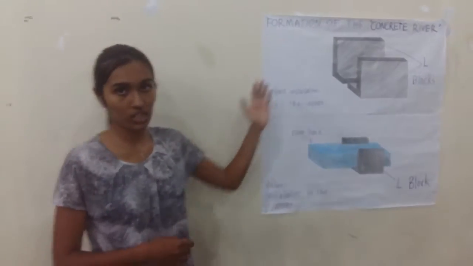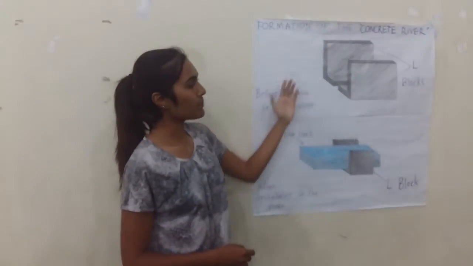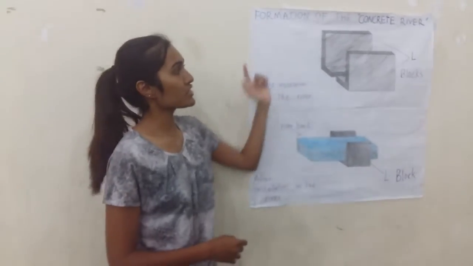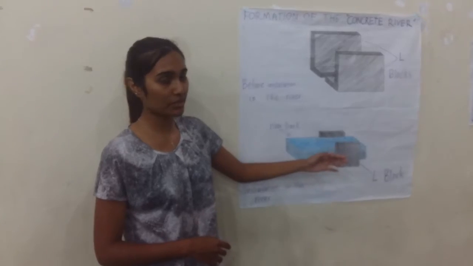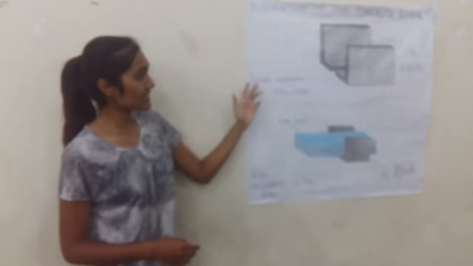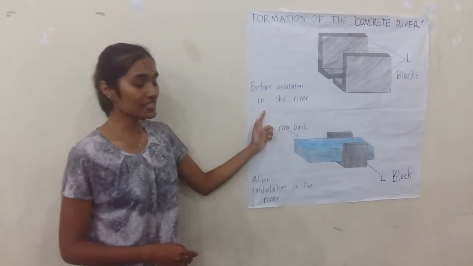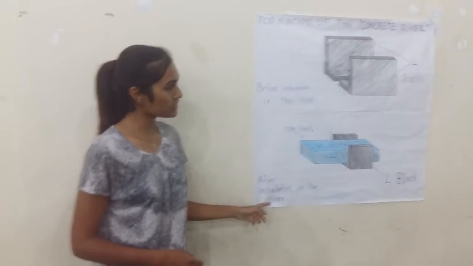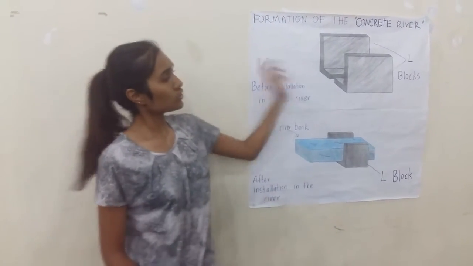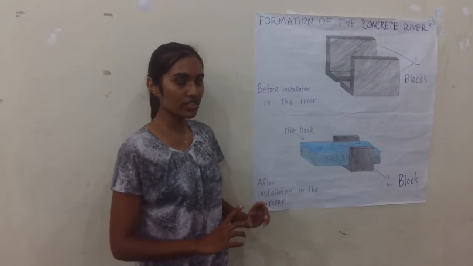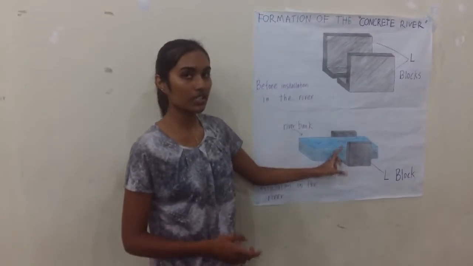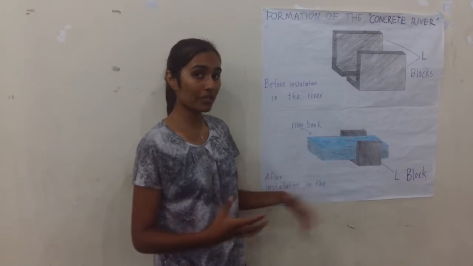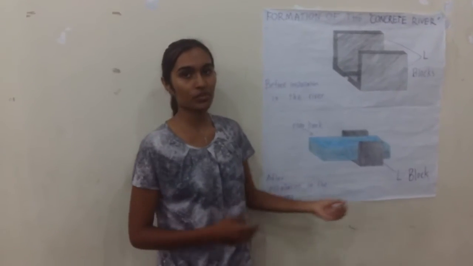Our product is the concrete river. Concrete here represents its main component, whereas river is used because this product will be covering the whole stretch of the river. As you can see here, this is before the installation process and this is after the installation process. Two L blocks are merged together to form a basin-like structure, and this is only one unit. Several other units will be formed as well to complete the whole stretch of the river.